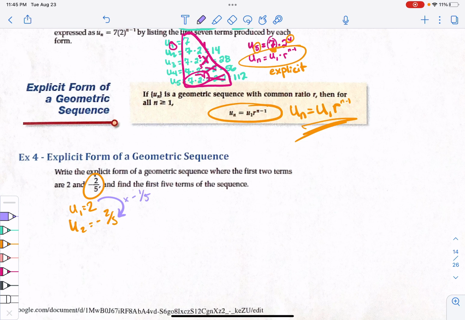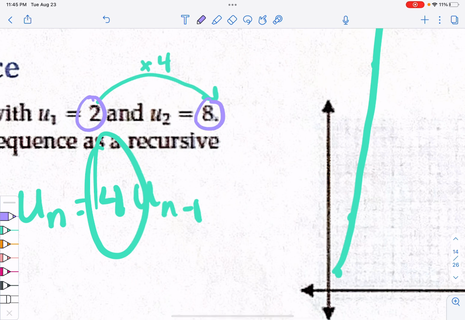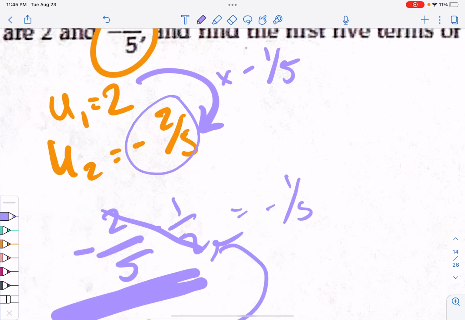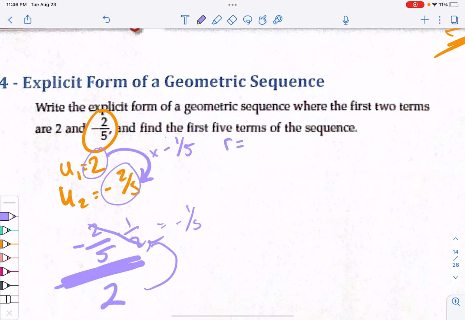You can also figure that out if you take negative 2/5 and divide by 2. Dividing by 2 is the same thing as multiplying by 1/2, if I keep-flip it, and it will be negative 1/5 that you are multiplying by. So you can divide this guy by this guy to figure out what your ratio is. Kind of like up here, if we didn't know that we were multiplying by 4, we could have taken 8 and divided by 2 to figure out that that was 4. We can take the second term and divide by the first term, negative 2/5 divided by 2, to get negative 1/5, okay? So hopefully that made sense. Our r value is negative 1/5.